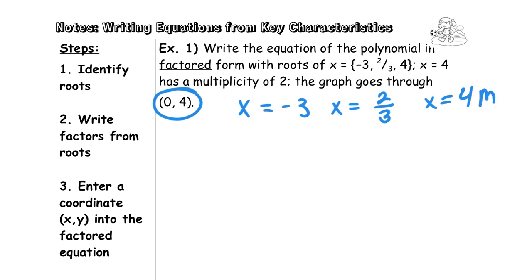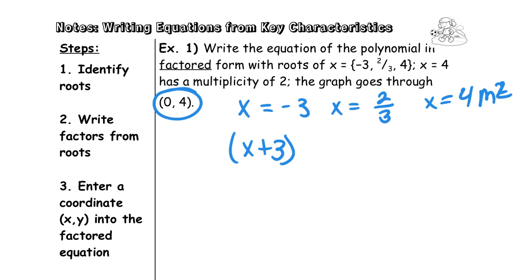And then they said this one has a multiplicity of 2. Okay? So if I were to turn these into factors, all I'm going to do is move them back over to the other side. Because we take factors and we set them equal to 0. So I'm basically undoing that, right? So this is going to end up being x plus 3.